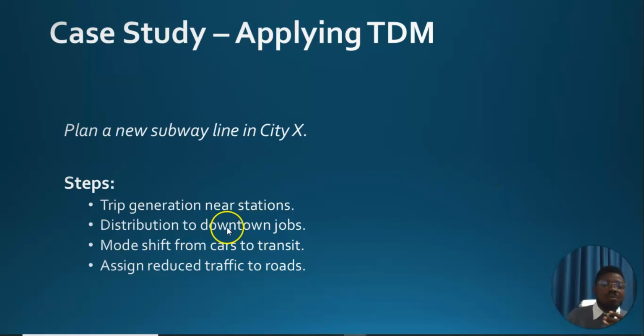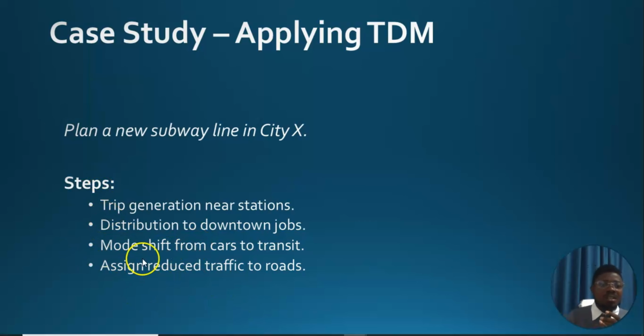We can see the introduction of it and how the vehicle numbers dropped, and also the effect on travel time. So basically, looking at this, if you want to plan a new subway line in City X, the first thing is looking into the trip generation near the station. So what is the movement from within that station? That will help us to determine the next step. And from that, we'll be able to move into the distribution to downtown jobs, looking at the employment opportunities. Furthermore, we'll look into the mode shift from cars to transit with the introduction of this new subway line in City X.